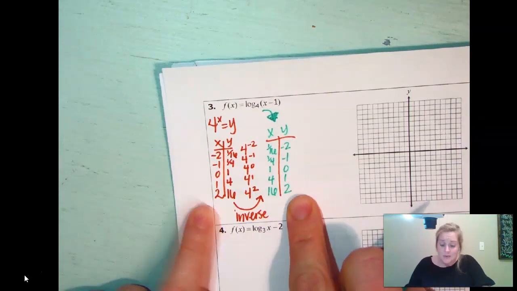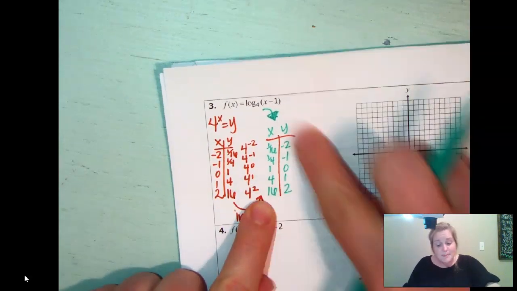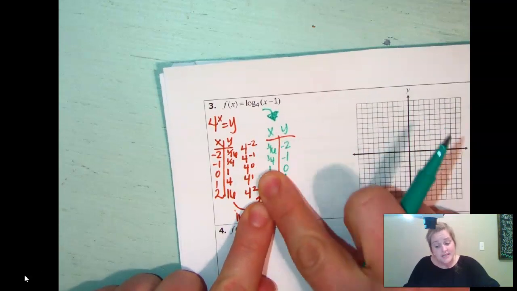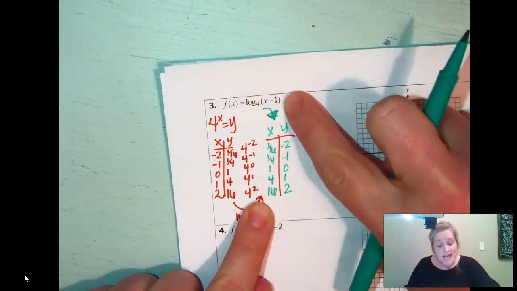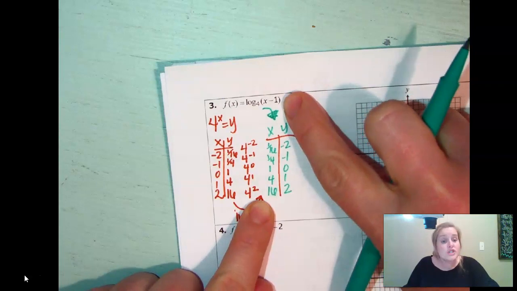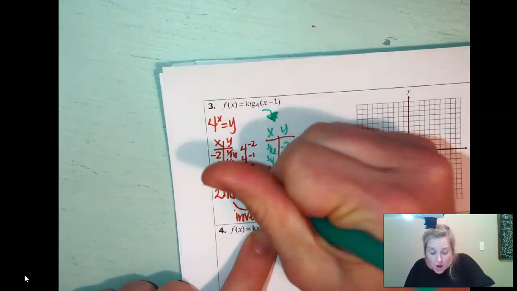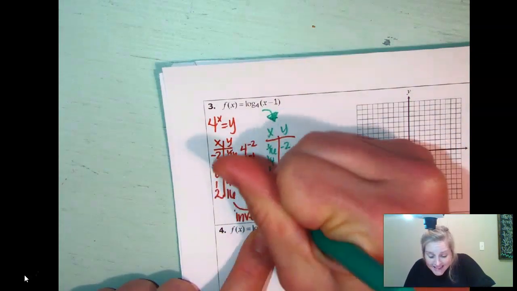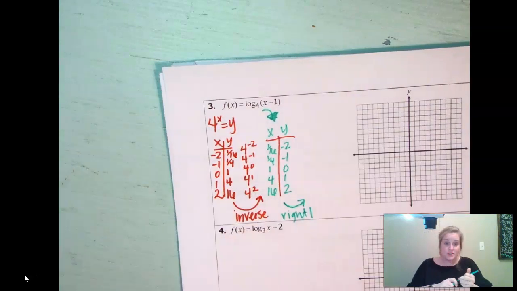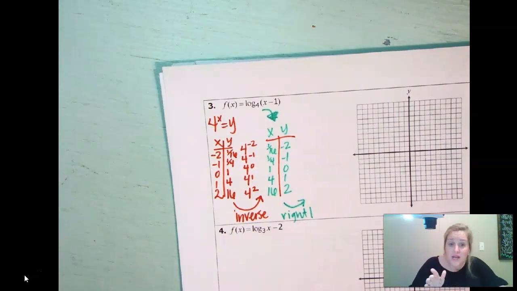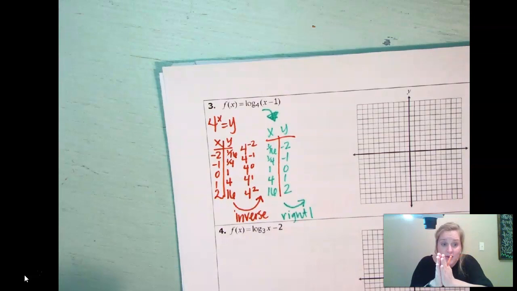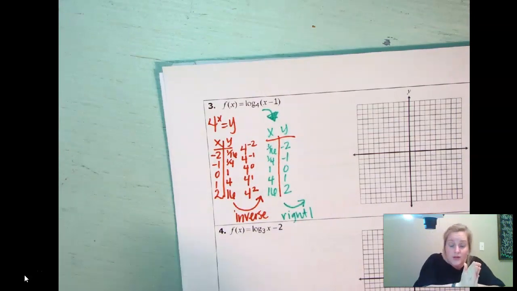Okay, now that we have the log, this is the parent function, but this has a shift. It has a -1 in parentheses, which means it's the horizontal shift. Now, it's a -1, which means that we are actually going to go right 1. So since we're going right 1, you're taking all of your x values and you're going right 1. Well, that's a positive move.